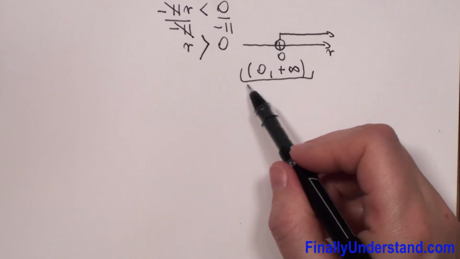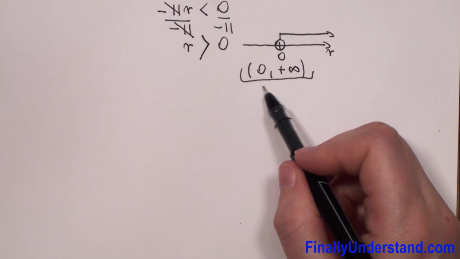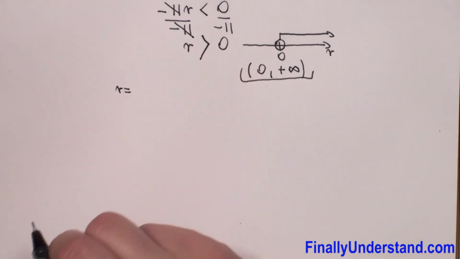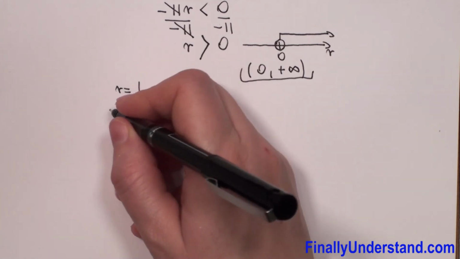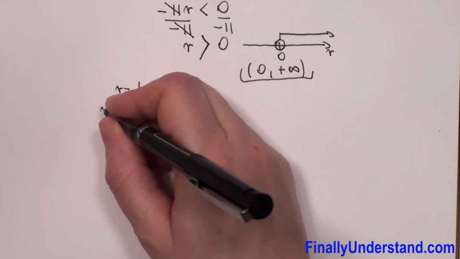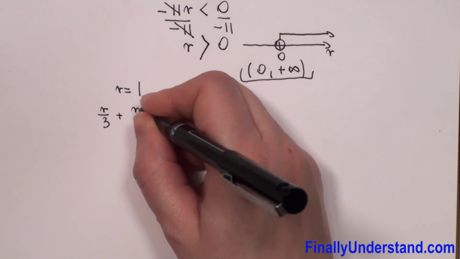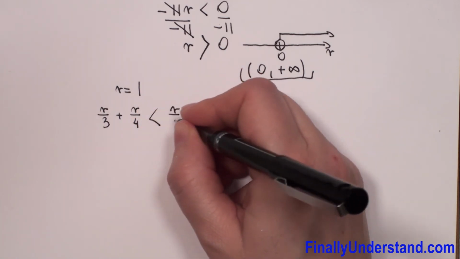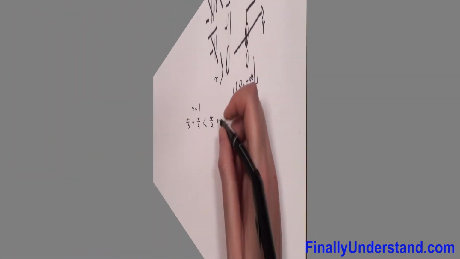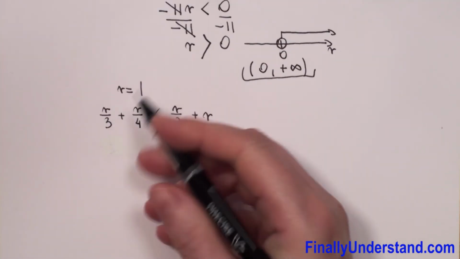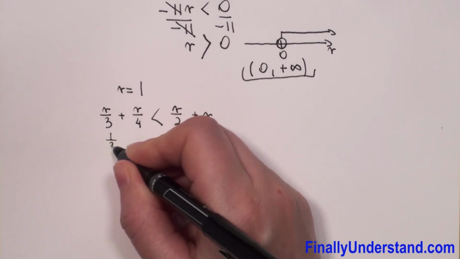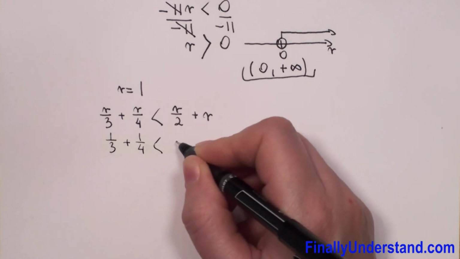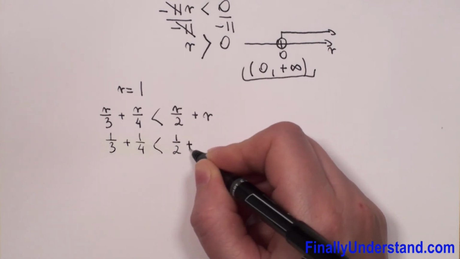It means I have to choose one number from this interval. For example, r equals 1. So I have to copy this example. I have r over 3 plus r over 4 is less than r over 2 plus r. Now I have to replace r by 1. So I have 1/3 plus 1/4 is less than 1/2 plus 1.